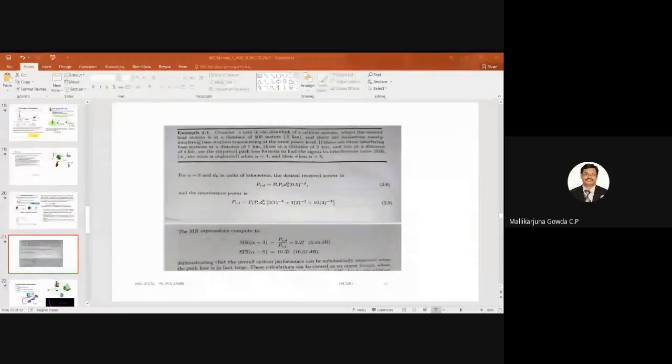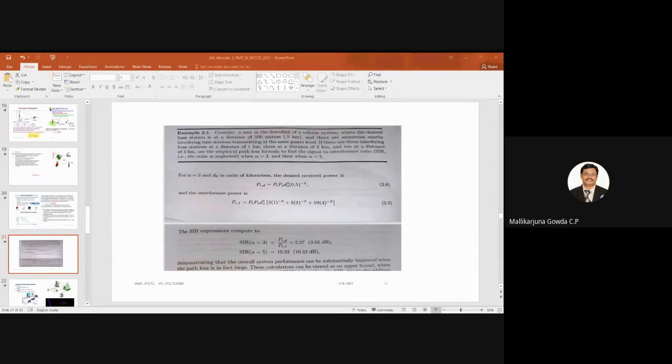Sir, now with that picture, I'm just saying here. When alpha is equal to 3, D naught is the reference distance, which we usually take as 1 meter. So D naught in units of kilometers. The received power at a distance of D is equal to PT into P naught, the empirical formula D naught by D to the power of alpha.